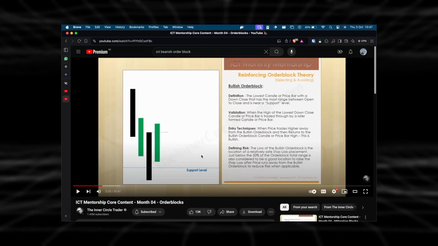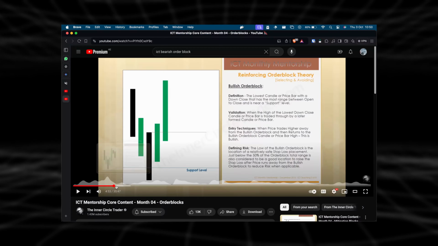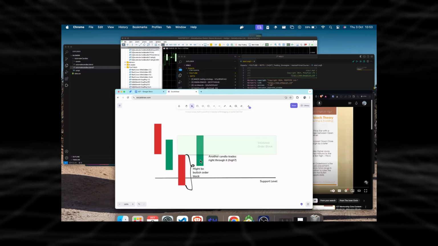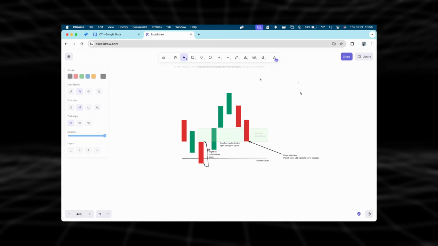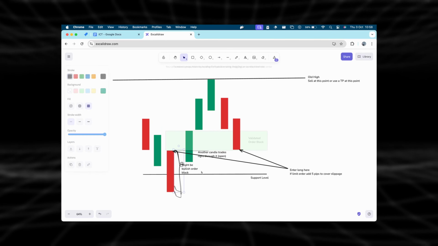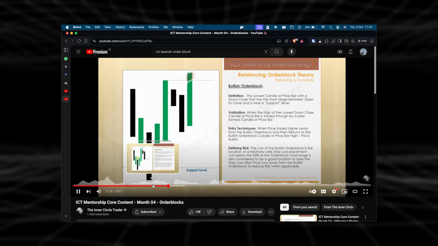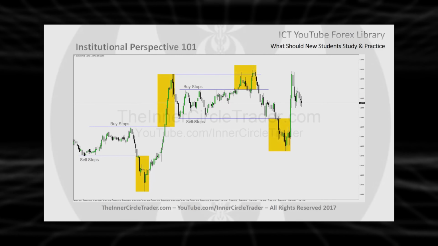I had to go over the first couple of minutes of that video to understand order blocks. And here was the takeaway. So order blocks can be bullish or bearish. The steps he explains for a bullish order block in that video are as follows. You first need to identify an area of support.